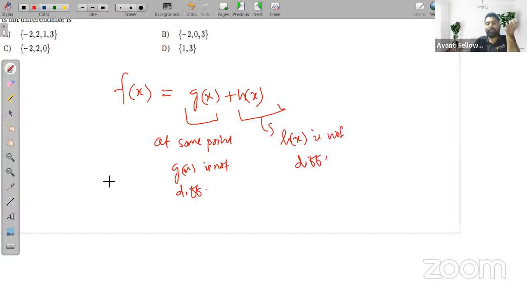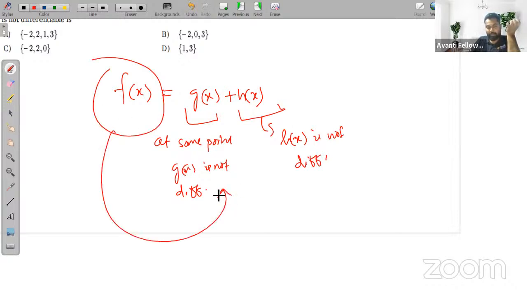Then in general, we can say f of x is not differentiable at these points and also is not differentiable at these points. So on those points, g of x and h of x are not differentiable. At those points also, f of x is not differentiable. Is that clear to everyone? Yes, clear? Okay. So let's start observing the given question.